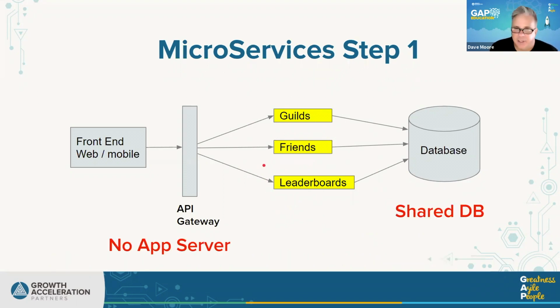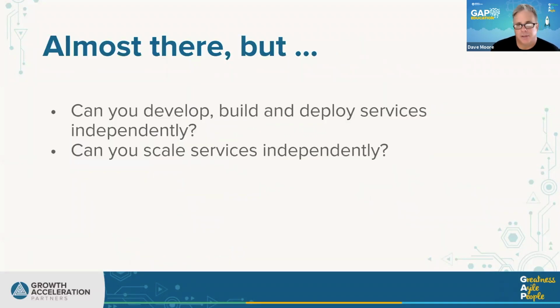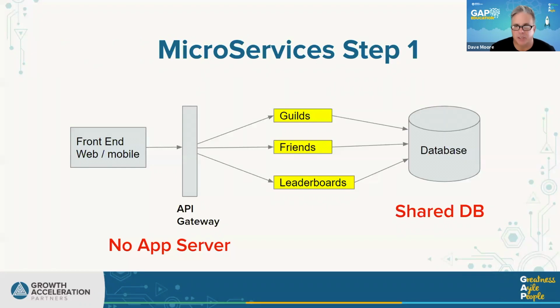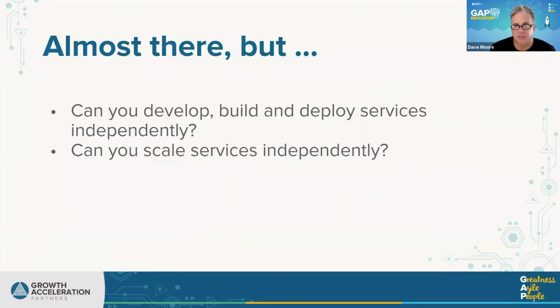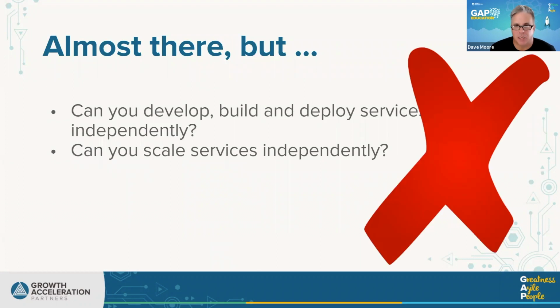The interesting thing here is we have no app server anymore. It's gone, but we still have a shared database. This is why we're still on step one of creating a microservices-based architecture. When we ask ourselves, can we develop, build, and deploy services independently? Can we scale services independently? If we look back at this picture, when we ask those questions, the answer is no, we cannot. So what would we have to do in order to be able to answer yes to these questions?